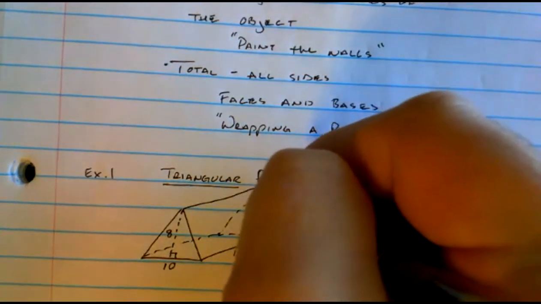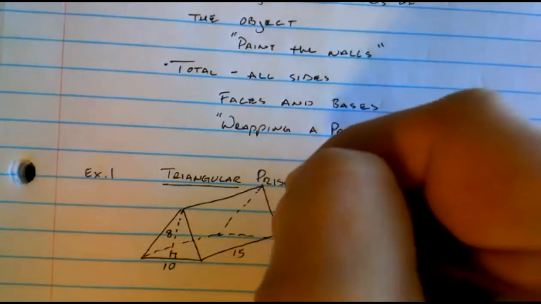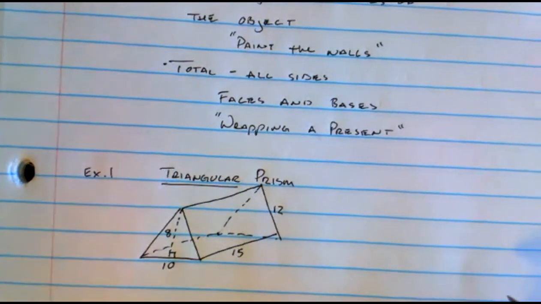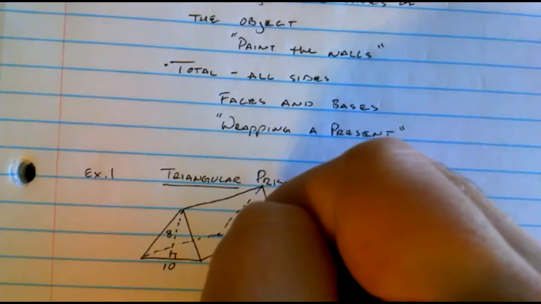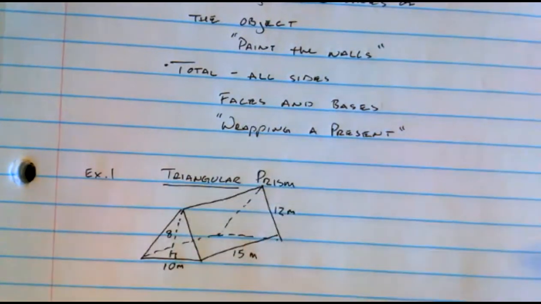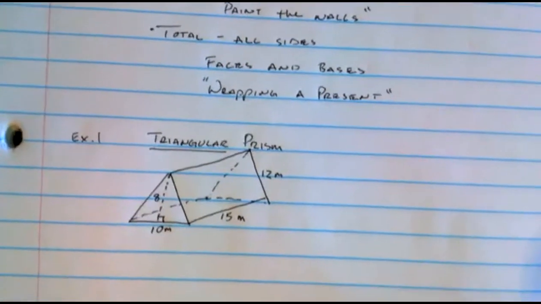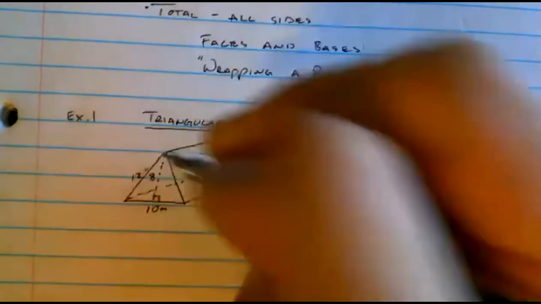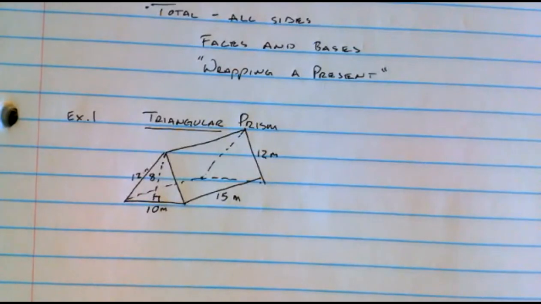We'll also include some other measurements. Maybe that's 12. Okay. And just to see, we'll go with meters on our units. So very large object, because a meter is like a yard, and this one would be 12. Okay.